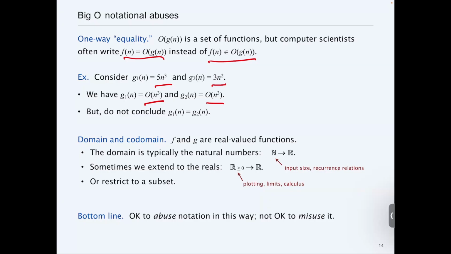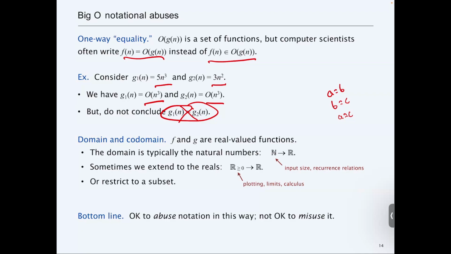Both of these things are equal to big O of n cubed. That's what we would say. But obviously 5n cubed is not equal to 3n squared. So big O doesn't behave like an ordinary equality. You can't freely use transitivity the same way that you would for algebraic equations. If you say A equals B and B equals C, then A equals C. But that is not the case with big O notation. G1 of n does not equal G2 of n, at least in this example.